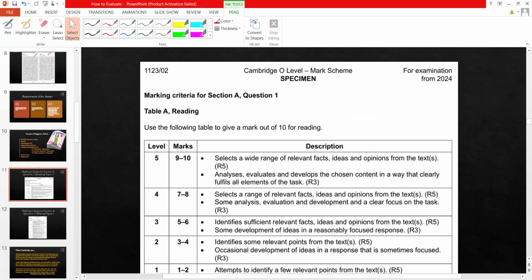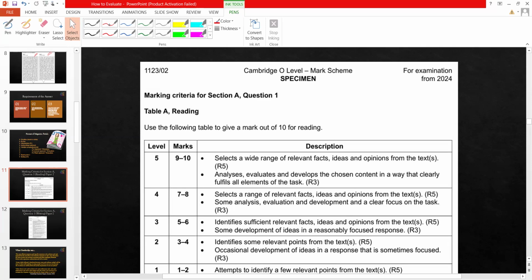Analyzes, evaluates, and develops the chosen content in a way that clearly fulfills all elements of the task. That means you have to select those ideas on which you can write. Okay, you're not going to just select any idea and then feel helpless and not be able to give justification. You cannot evaluate the text. Please do not select such points. Okay, just select those points on which you think that you can write beautifully.